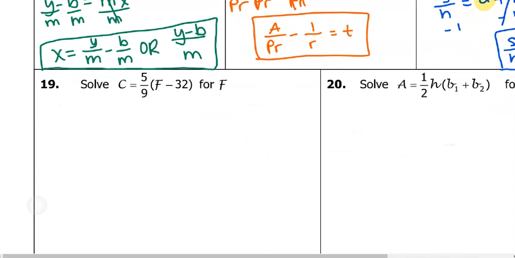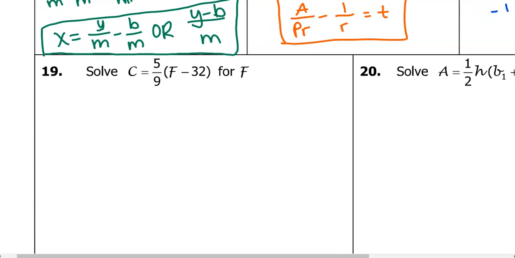What do you think 19 is a real equation for? Like in real life? Temperature. Yeah, this is going in between Celsius and Fahrenheit to convert between the two. Yeah, this is a real formula. So if someone gave you the degrees in Celsius, what we're about to do right now is solve for it in Fahrenheit.